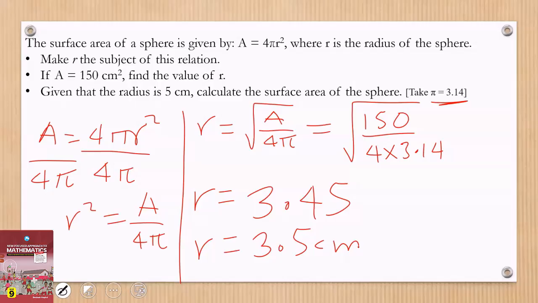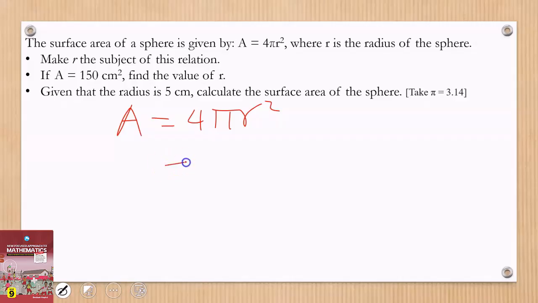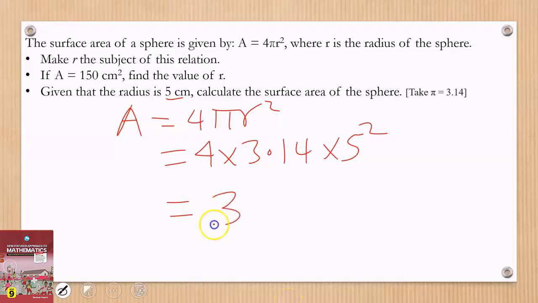Right. Now again, the question said, given the radius to be 5, calculate the surface area of the sphere. In that case, we need to rely on the original equation because we are making A the subject. So we have 4 times 3.14 times radius given as 5, so 5 squared. Then we just put all together and simplify. So our final answer for the area is going to be 314 centimeters squared. Right. So I'm sure we can end here with this example.